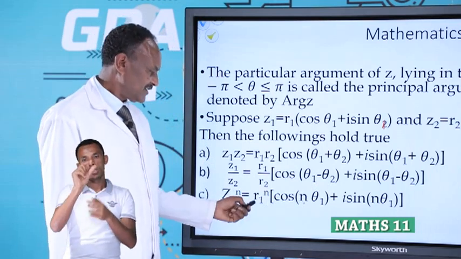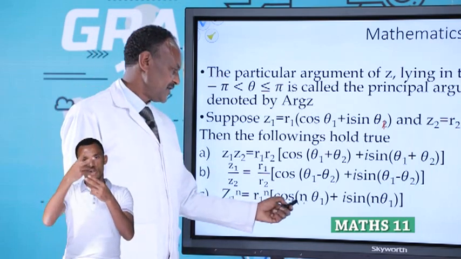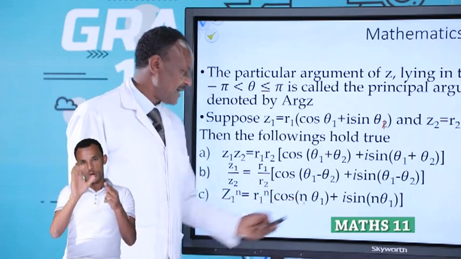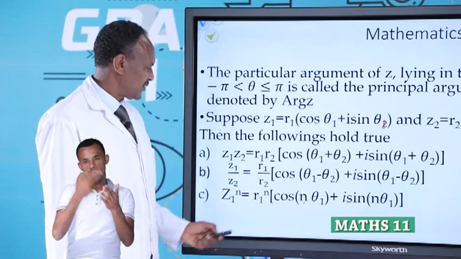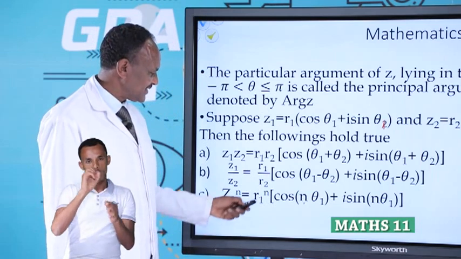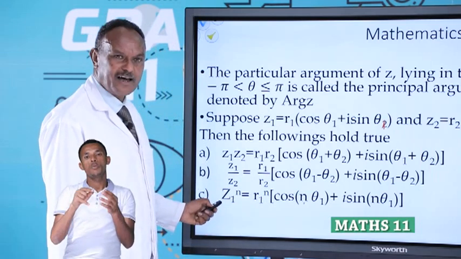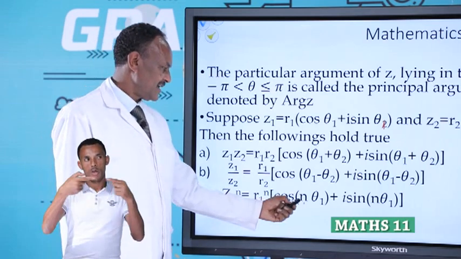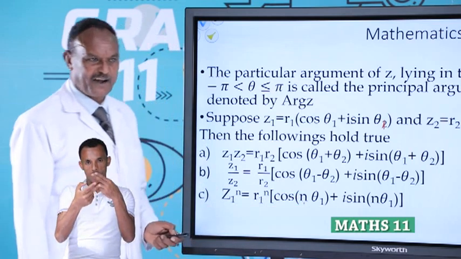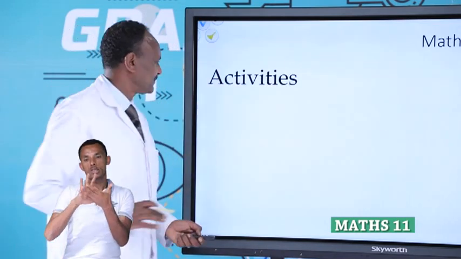For the power, the modulus will be r₁ to the power of n multiplied by cosine of nθ₁ plus i times sine of nθ₁. So r₁ to the power of n gives the modulus of the complex number z₁ to the power of n. What is the argument? It will be n times the argument of the first complex number.